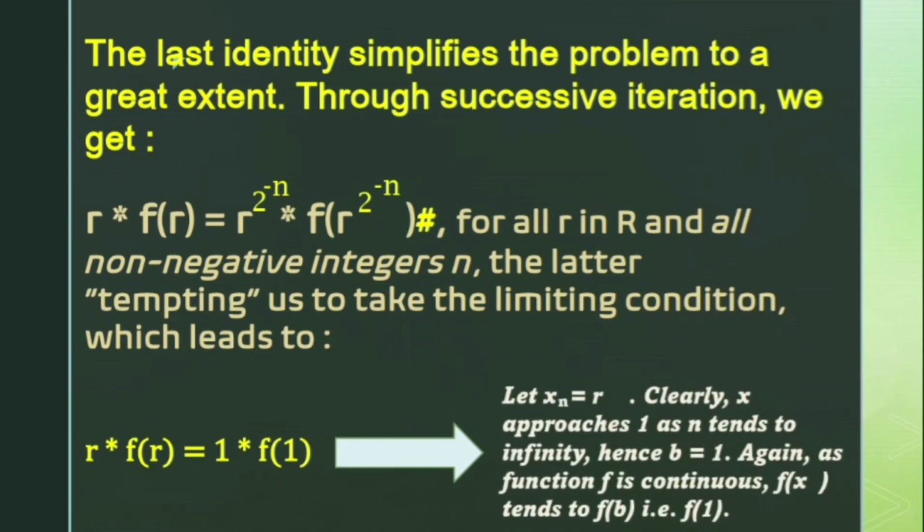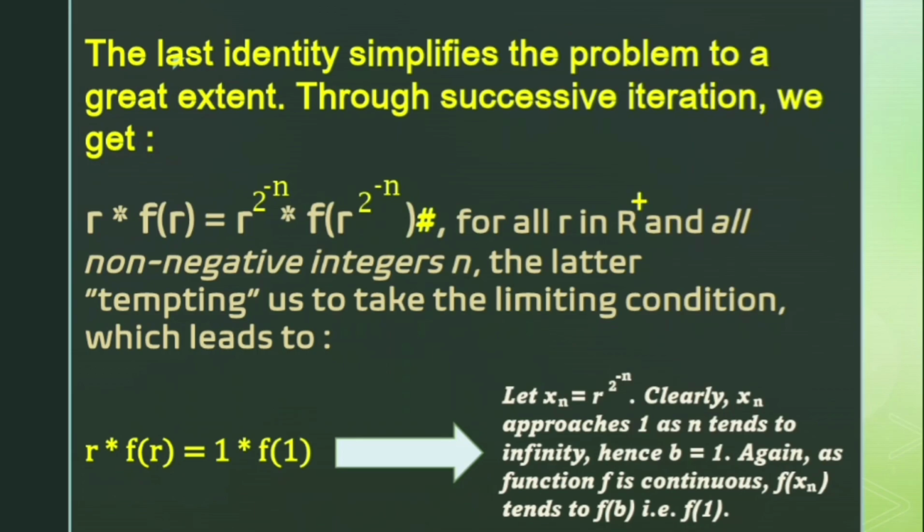Now here also we have used a hint which was given by them. So let the sequence x_n be equal to r to the power 2 to the power minus n. So clearly x_n approaches 1 as n tends to infinity, because 2 to the power minus n tends to 0, and so the limit of x_n will be r to the power 0, which is 1, since r itself is not 0, it is positive. So b is 1. What is b? b was the limit which was given by them, the limiting value.